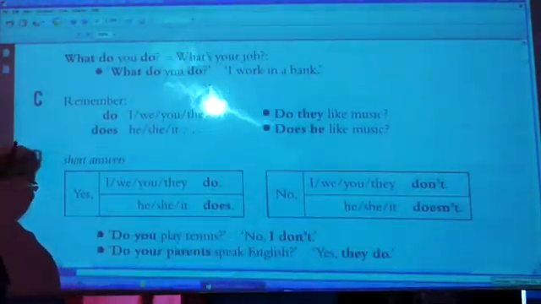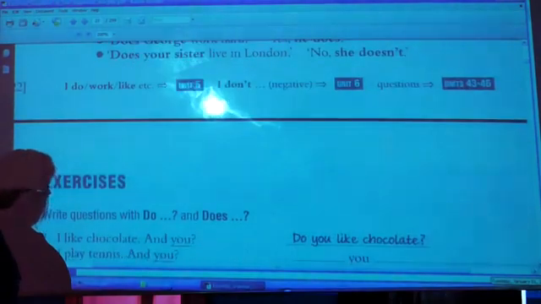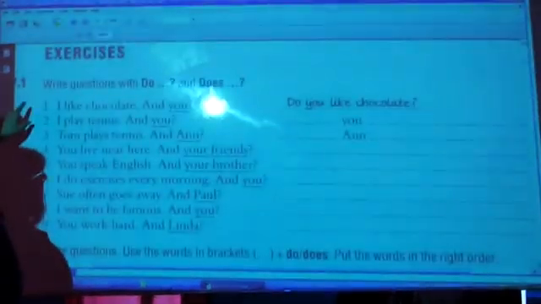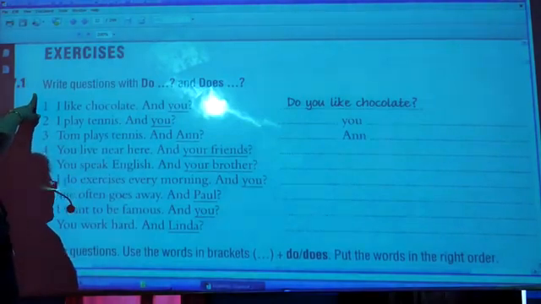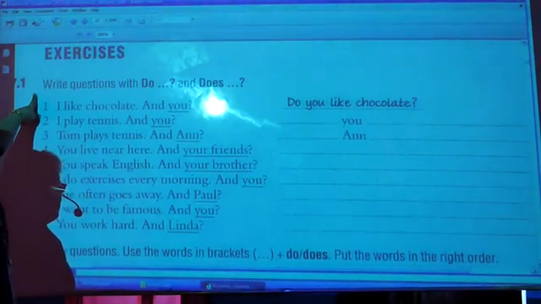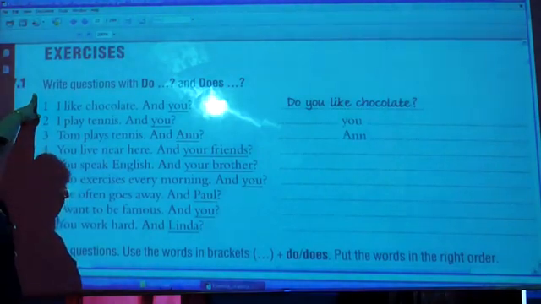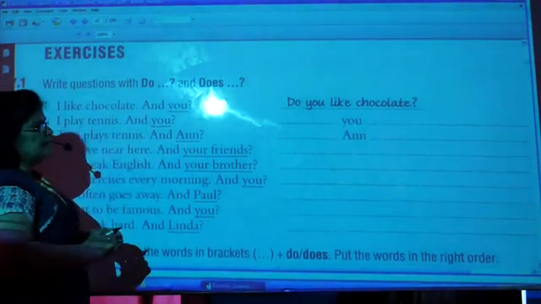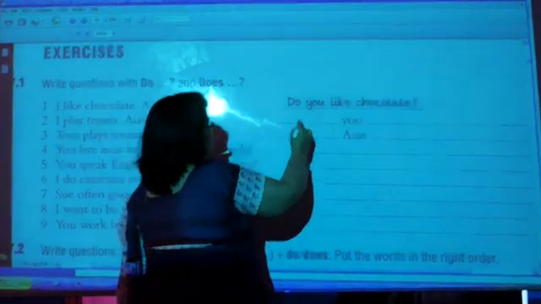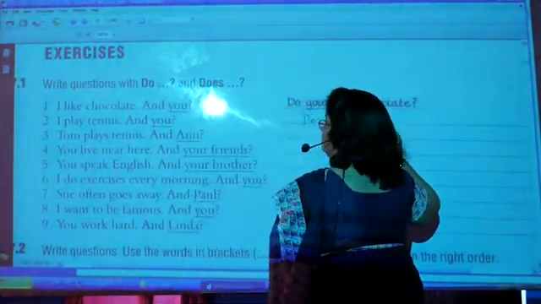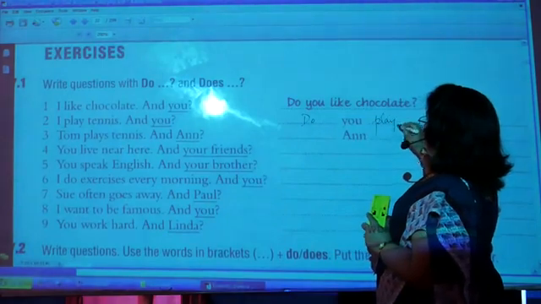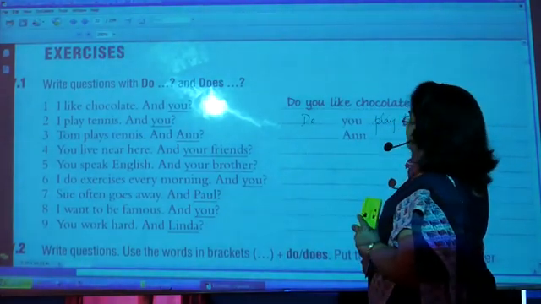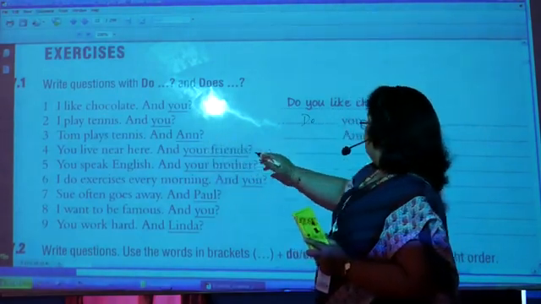We have some exercises. Let's see the exercises. Write questions with do and does. Okay? Do with plural, does with singular. I like chocolates and you? Do you like chocolates? Okay? I play tennis and you? Now we have to start with you. So, do you play tennis? Right?